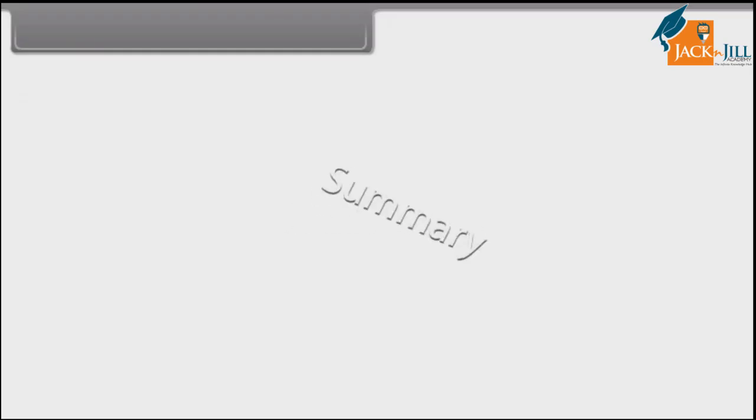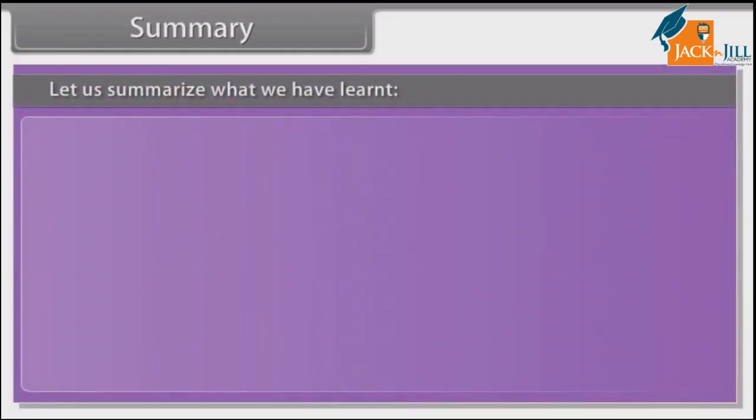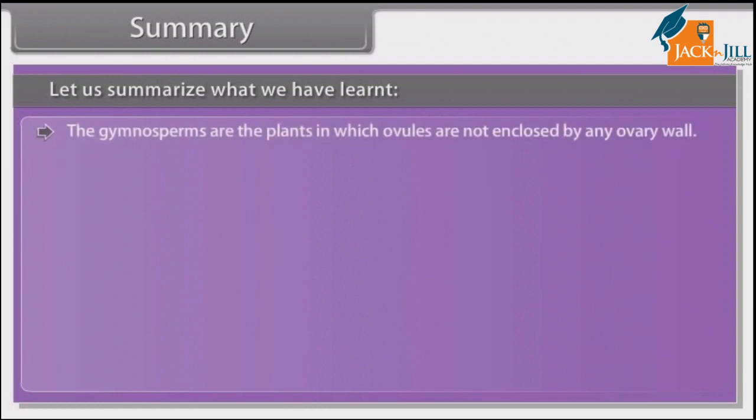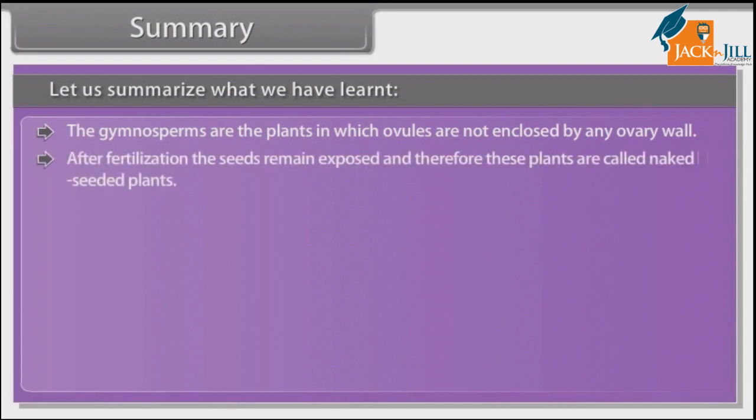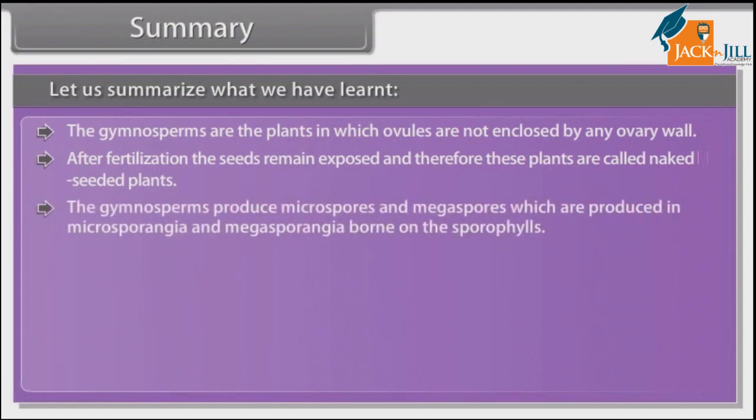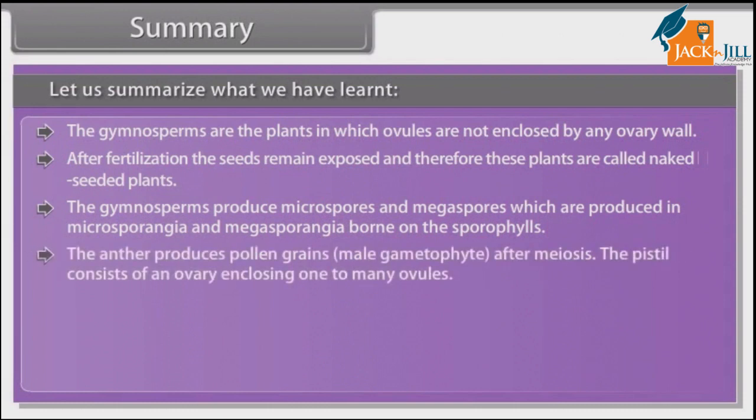Summary. Let us summarize what we have learned. The gymnosperms are the plants in which ovules are not enclosed by any ovary wall. After fertilization, the seeds remain exposed, and therefore these plants are called naked-seeded plants. The gymnosperms produce microspores and megaspores, which are produced in microsporangia and megasporangia borne on sporophylls. The anther produces pollen grains, male gametophyte, after meiosis.